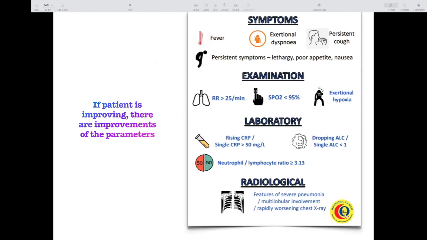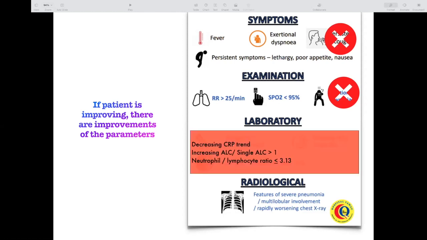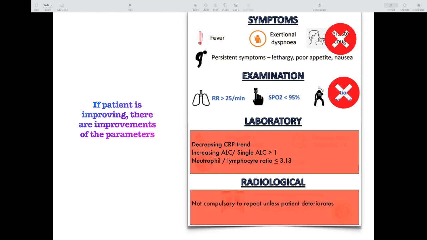So if the patient is improving, there will definitely be improvement of these parameters. Which means there's no fever, no dyspnea, no persistent cough. In terms of examination, not tachypneic, no hypoxia. In terms of lab result, you will see decreasing CRP trend, increasing ALC, and your neutrophil to lymphocyte ratio will be less than 3.13. And of course, for radiological finding, it is not compulsory to repeat unless the patient deteriorates.